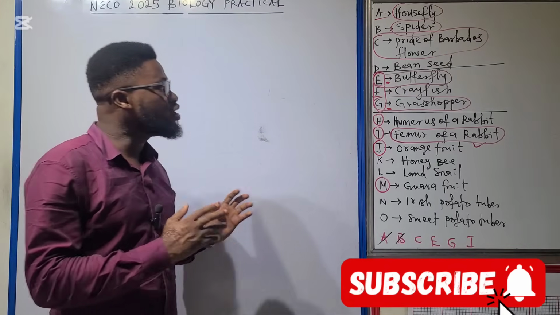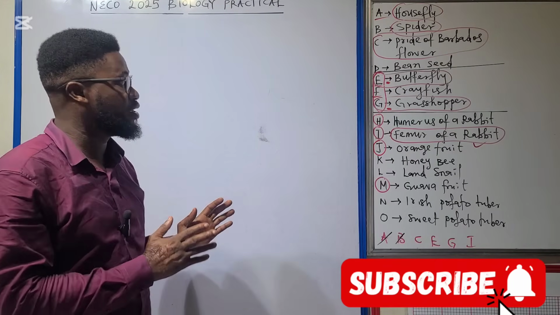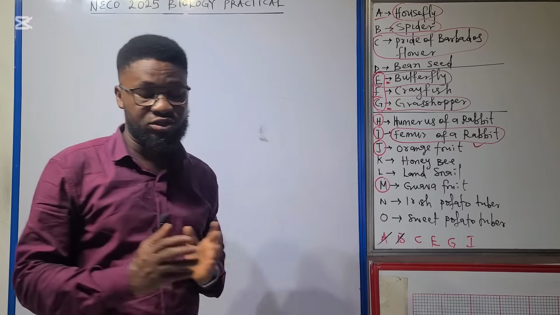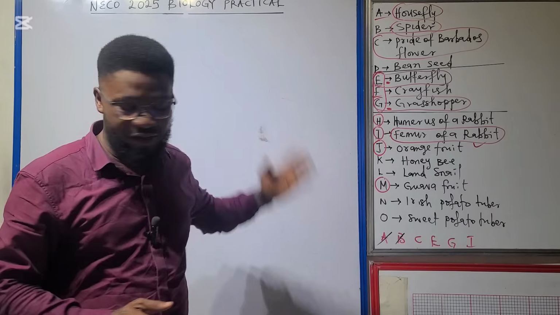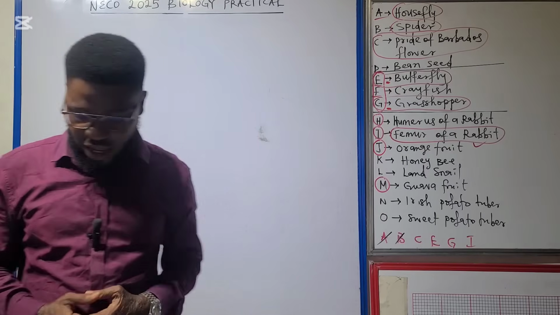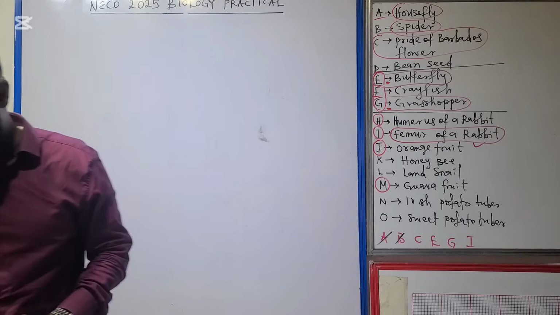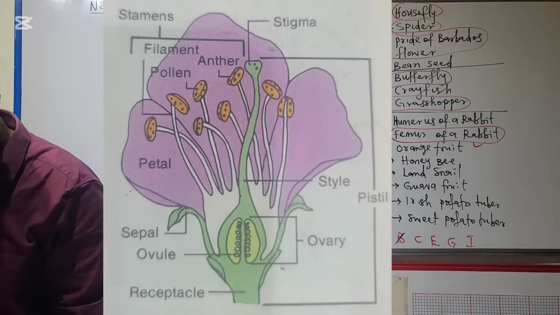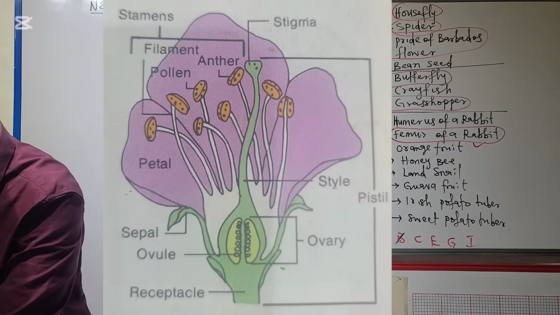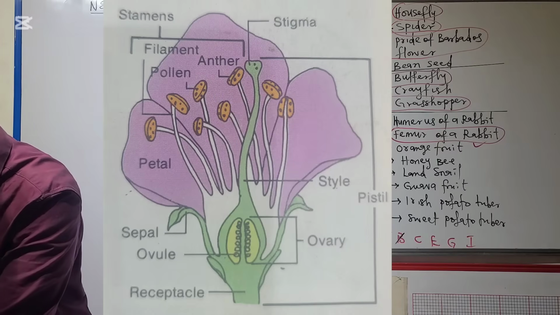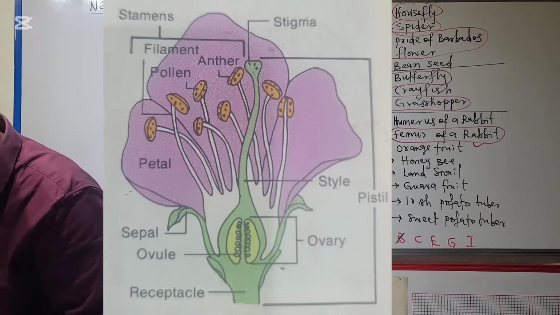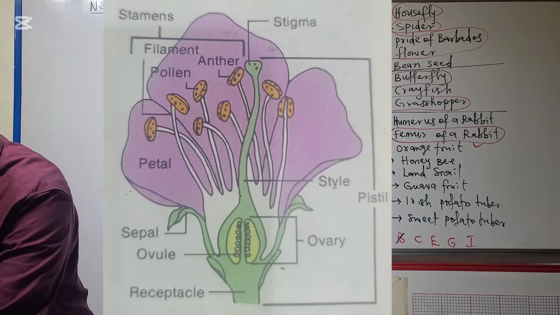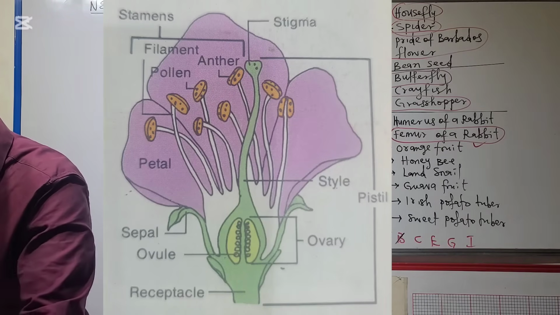First, we need to understand the anatomy of a flower. Before we can even attempt the drawing, we need to know the various parts of the flower. As you can see on your screen, you can see the part labeled the stamen. The stamen is made up of the filaments and the anther containing the pollen grain. That's the male part of the flower. It is otherwise known as androecium.